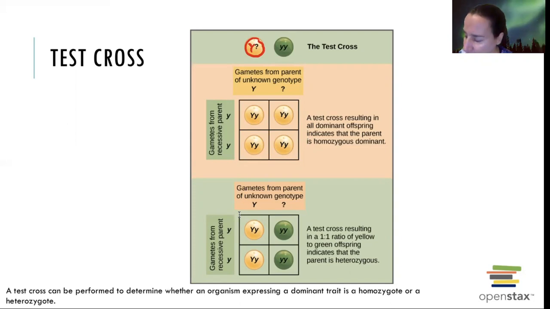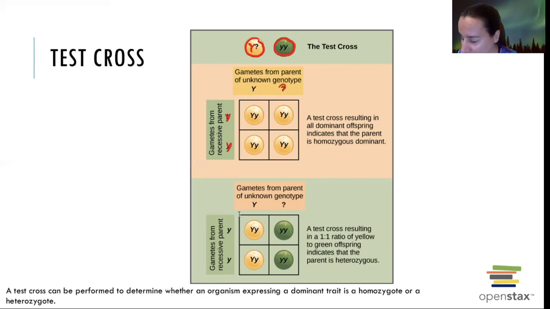We perform a test cross with a recessive. So here's our recessive green. Remember, if it's recessive, it needs both traits. We have to have mom and dad genes both together for recessive to display. So we're going to combine this yellow one that's unknown with a known green genotype. Here is our green, so we have our lowercase y's over here, and then here is our unknown.